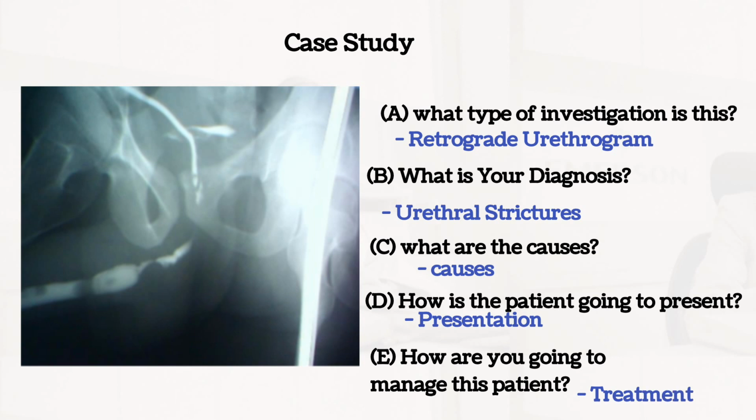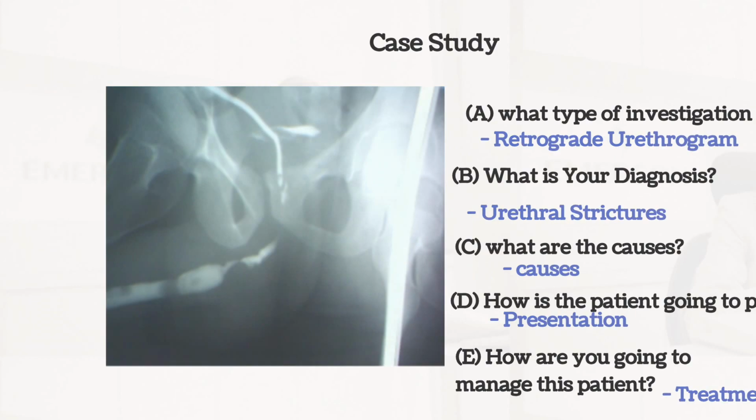Then how are you going to treat this patient? So treatment modalities: we can have optical urethrotomy, which is suitable for short segment urethral stricture. They can also have urethral dilatation. Can have urethroplasty. We also mentioned others such as urethral stents. So that's the end of the questions on the case study.